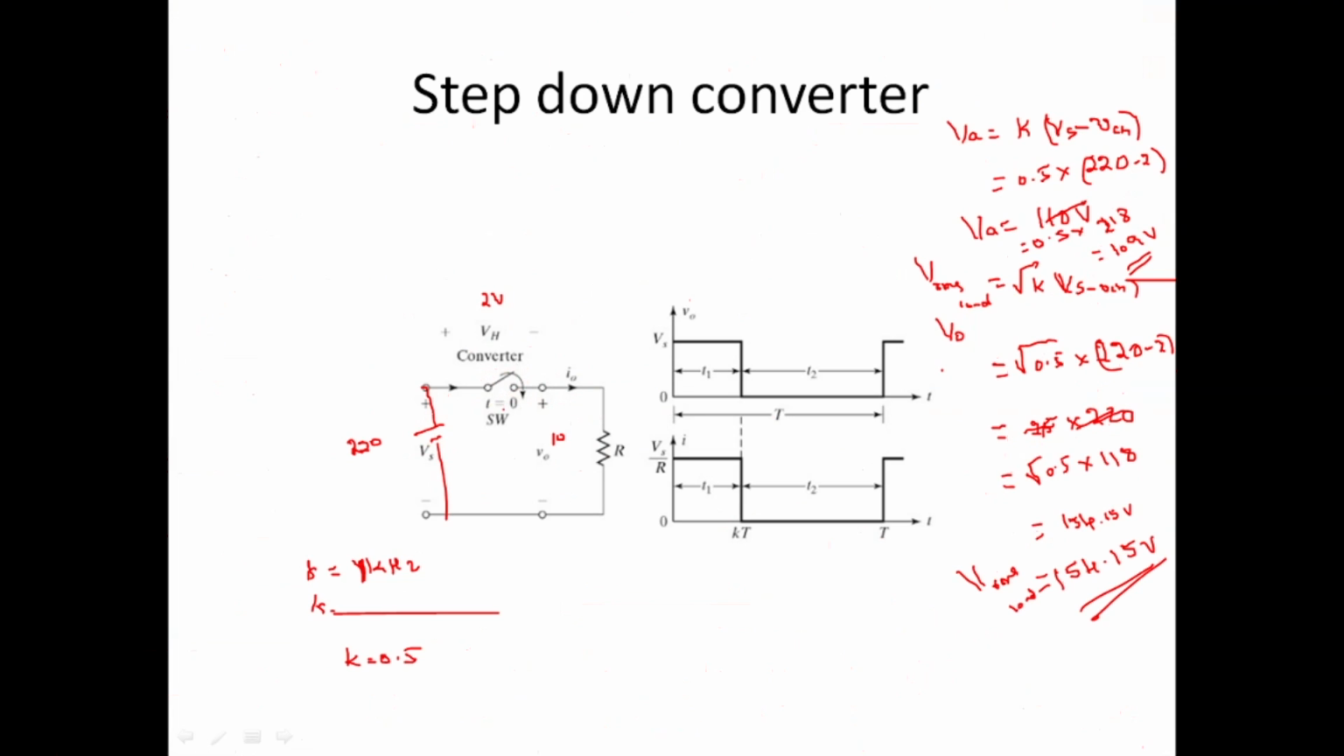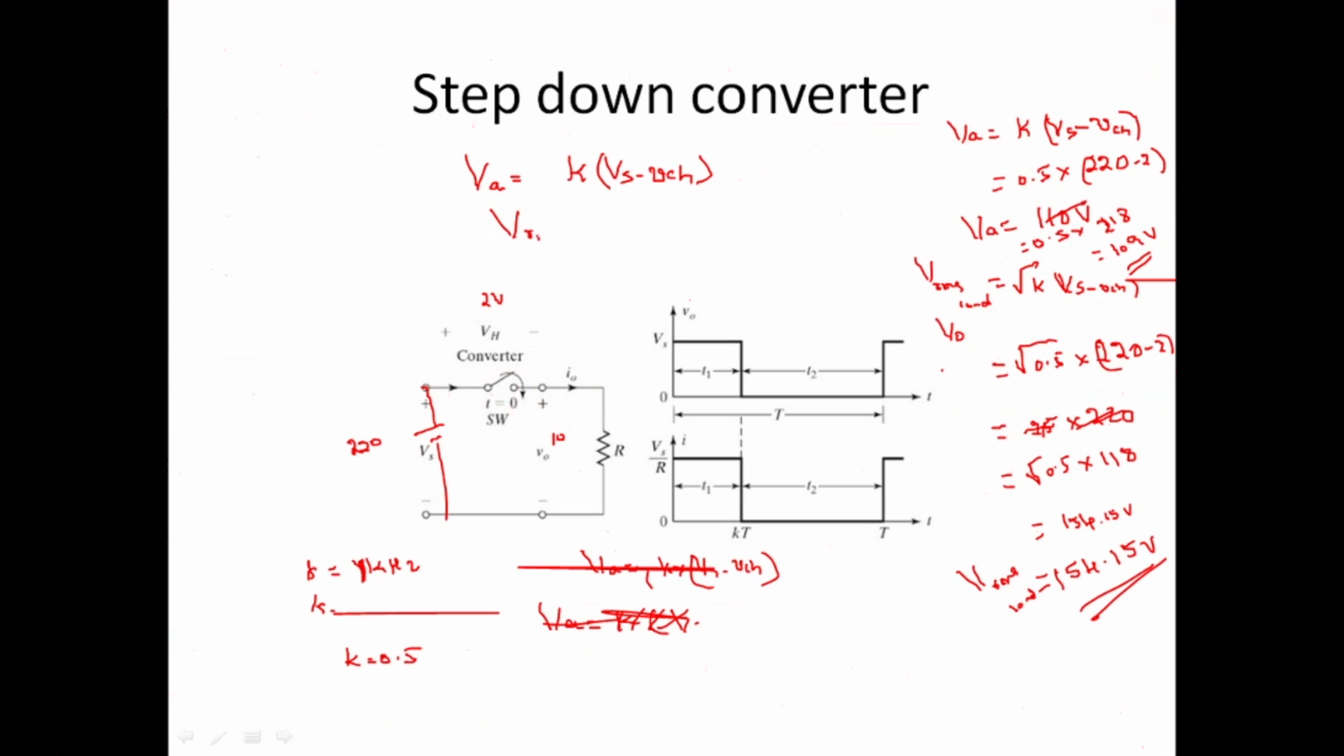Next. So the summary is: the VA formula, if you consider a chopper loss, becomes K into Vs minus V chopper. So we'll rewrite, the VA formula is K into Vs minus V chopper.